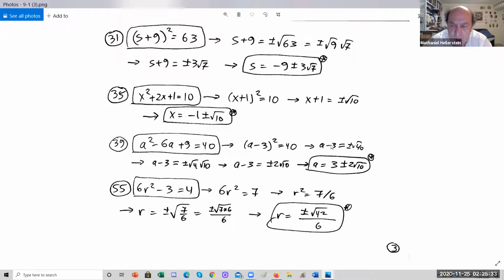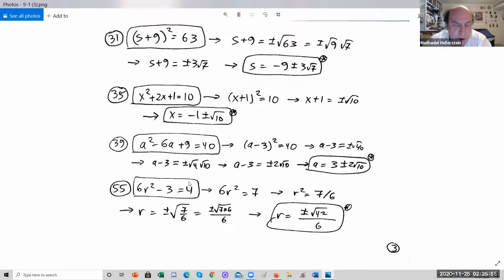Take square roots. A minus 3 is plus or minus root 40. Largest square factor of 40 is 4 times 10. Root 4 is 2, so a minus 3 equals plus or minus 2 root 10. Then add 3 to both sides and get a equals 3 plus or minus 2 root 10. And these are the solutions.